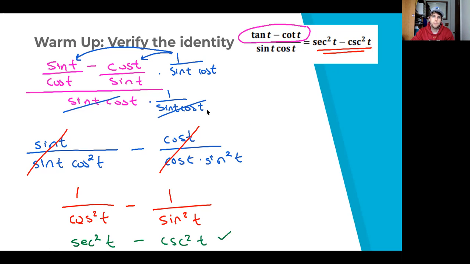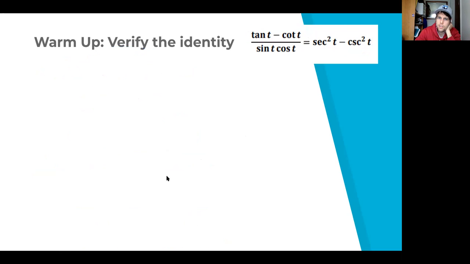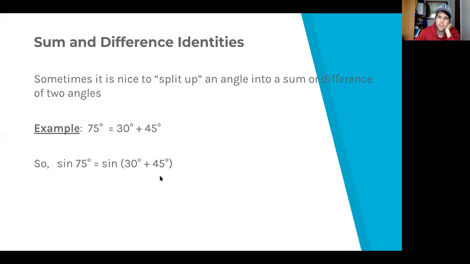So this is one way. I think the other option would be to just focus on this numerator, put those together, see what we end up with, and then end up doing what we did. This one worked out nicely, though. I think this was probably the faster way to go. All right, let's go ahead and clear this off and start talking about the sum and difference identities.